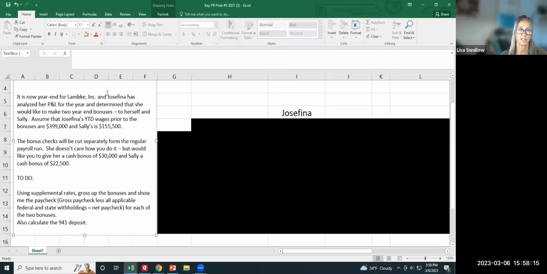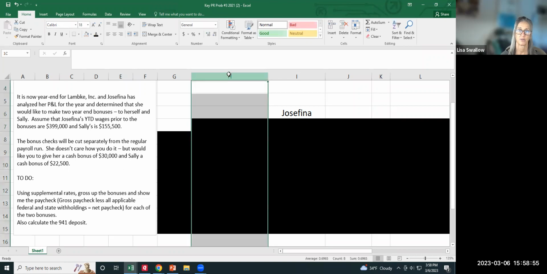So we are at the end of the year and Josefina has analyzed her P&L for the year, and she has determined that she would like to make 2 year-end bonuses, one to herself and one to Sally. And here are their prior year-to-date wages before the bonuses. They'll be cut separately from the regular payroll run, and she doesn't care how you do it, but this is what she wants in the pocket. She wants 30,000 in her pocket and she wants Sally to have 22.5. And so we need to use supplemental rates, gross up the bonuses and show the paychecks and make the 941 deposit.